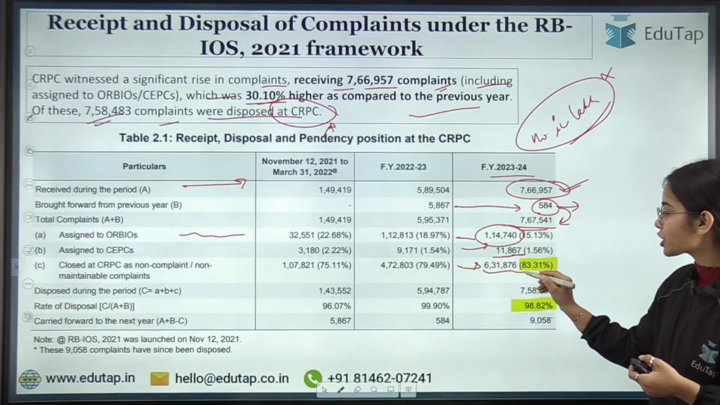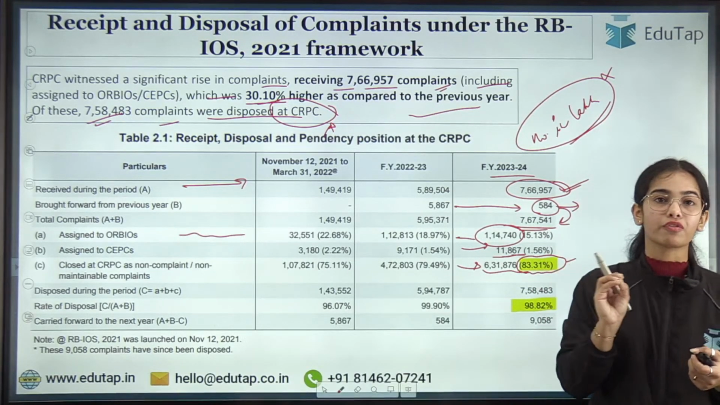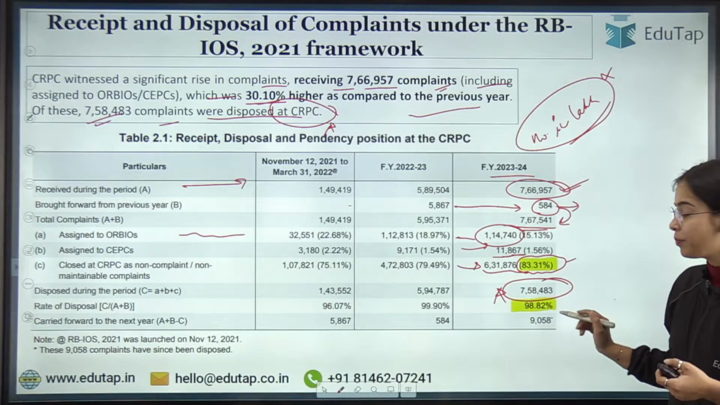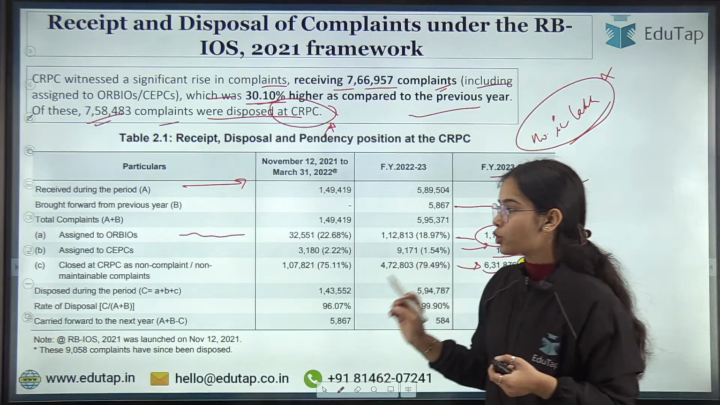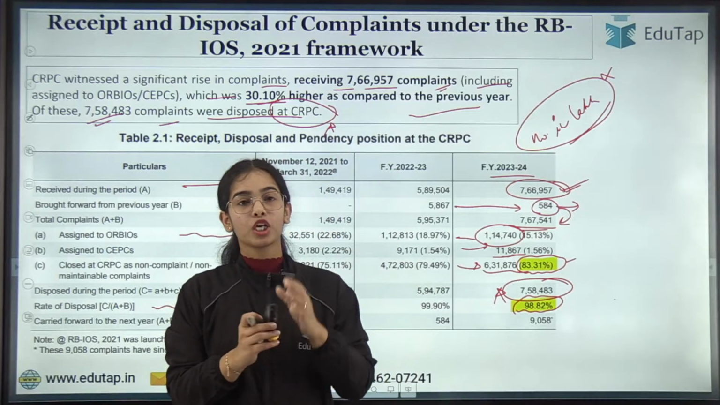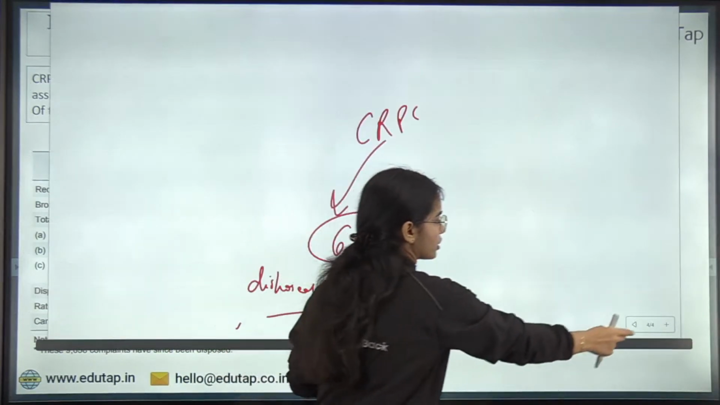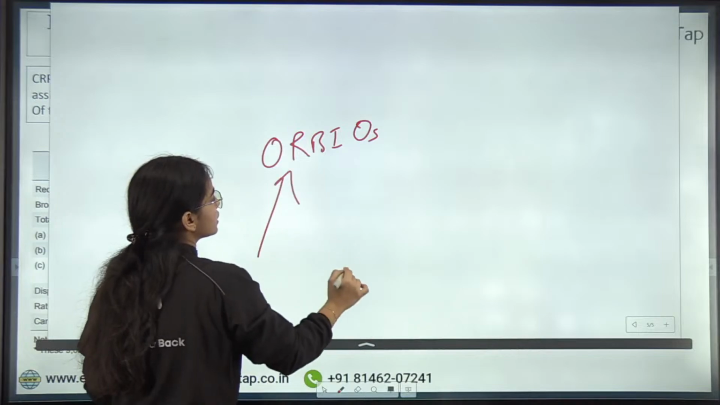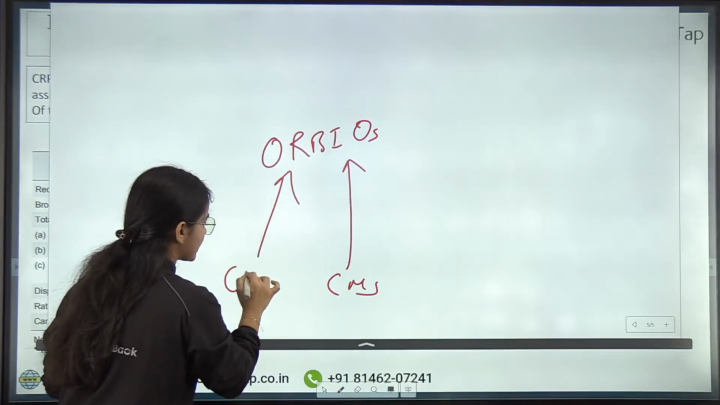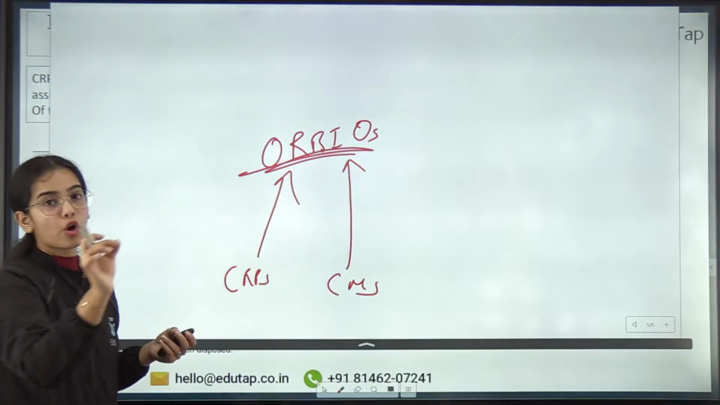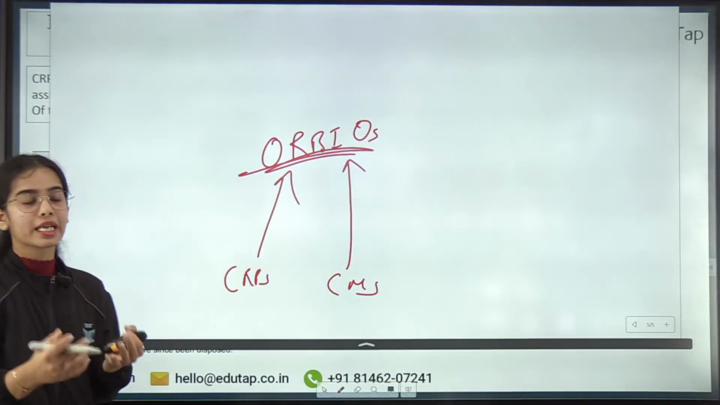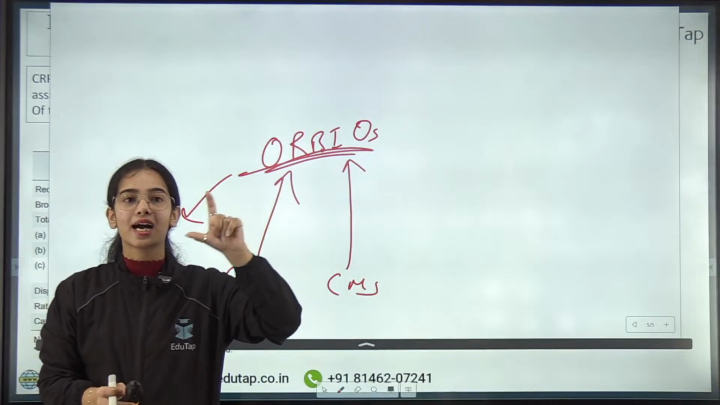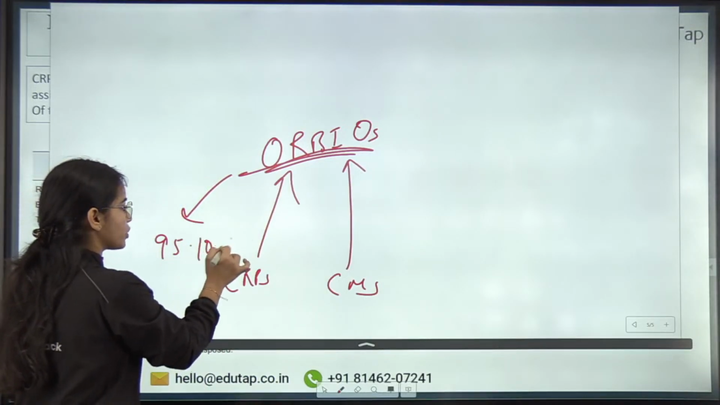The CRPC in the initial scrutiny resolved 83% of the complaints. The total complaints that were resolved were 7,58,483, which is a disposal rate of 98.82%. Remember that when we discussed the data for the offices of the Reserve Bank of India Ombudsman, we were seeing the complaints received from the CMS and the CRPC, and the offices of the Reserve Bank of India Ombudsman disposed of the complaints with a rate of 95.10%.